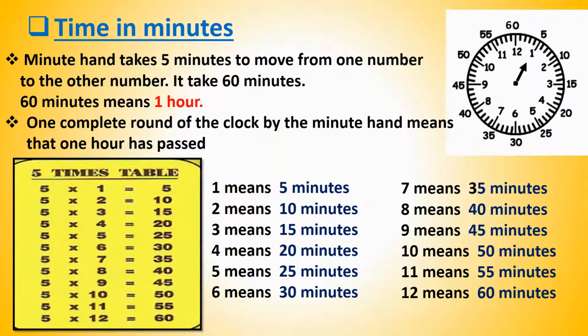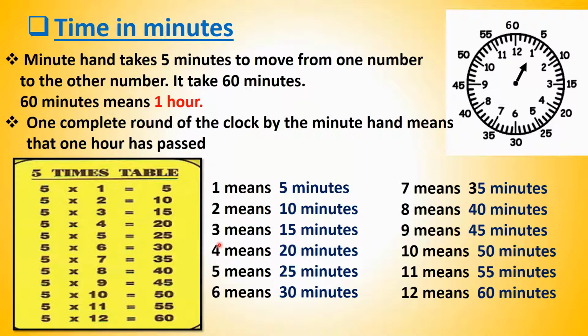Now next, time in minutes. The minute hand takes 5 minutes to move from one number to the other number. It takes 60 minutes, which means 60 minutes is 1 hour. One complete round of the clock by the minute hand means that 1 hour has passed. So students, see the table.